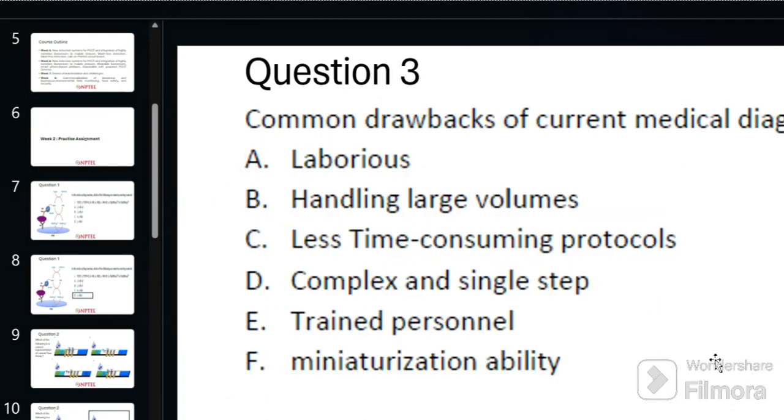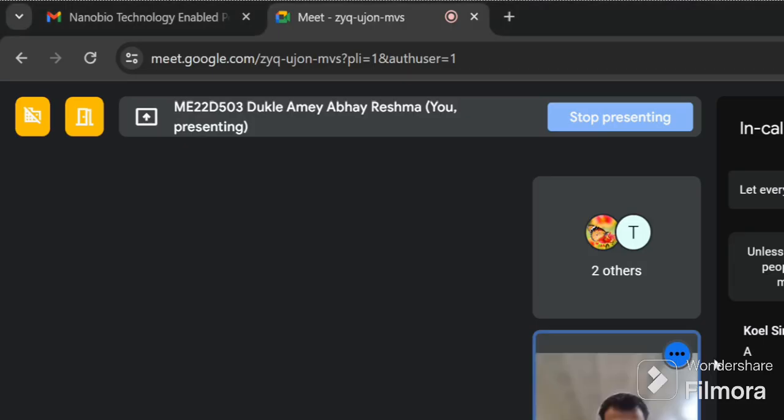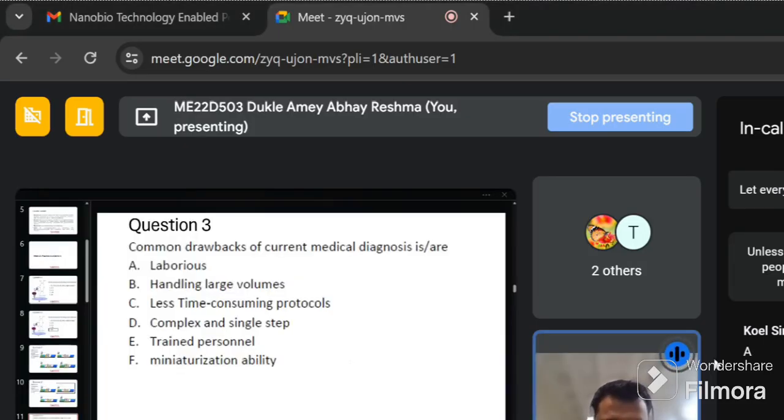We'll move to the third question. Okay, so this is a very basic question. Common drawbacks of current medical diagnostics are: it's laborious, handling of large volume, less time consuming, complex and single step, trained personnel, miniaturization ability. So from this anyone can identify this is a multiple select question. So you have to select more than one option. Any guesses? I'm expecting an answer for this one at least.